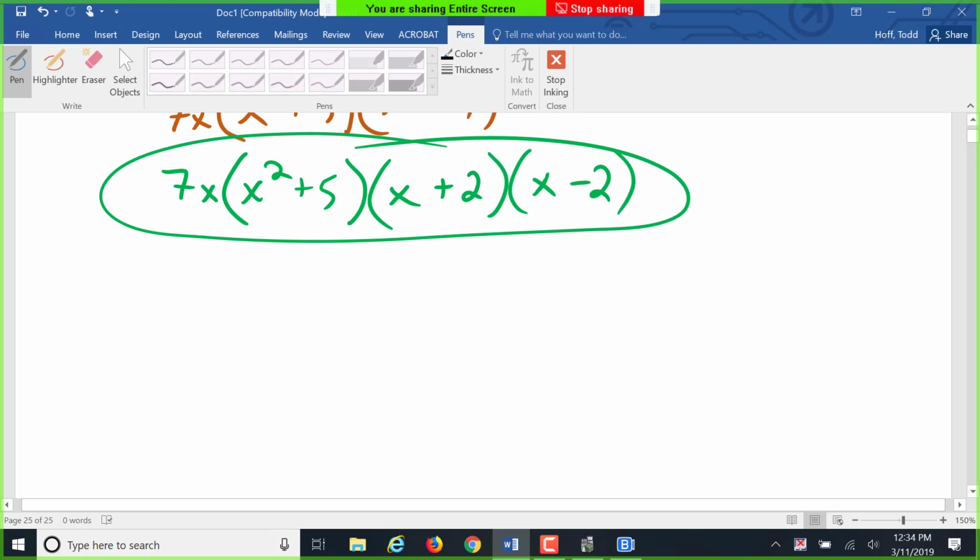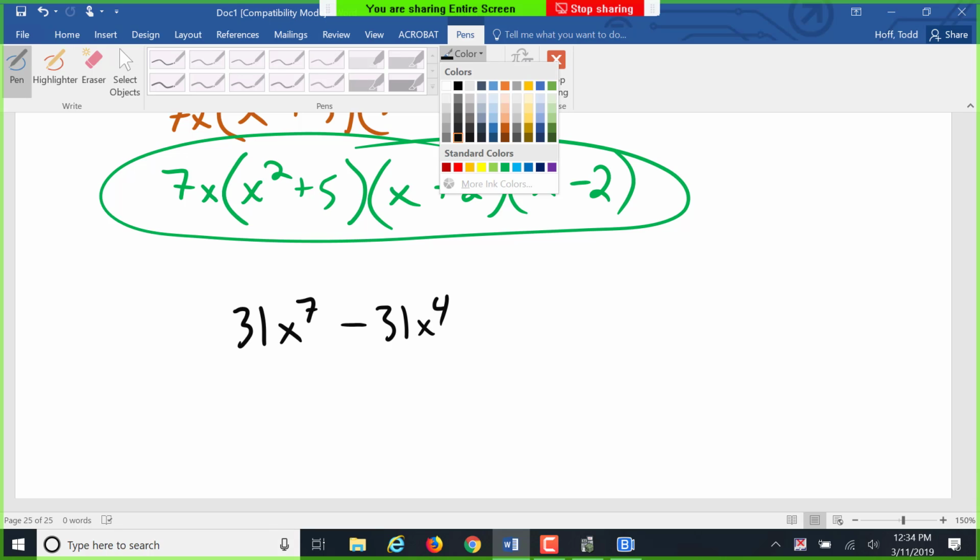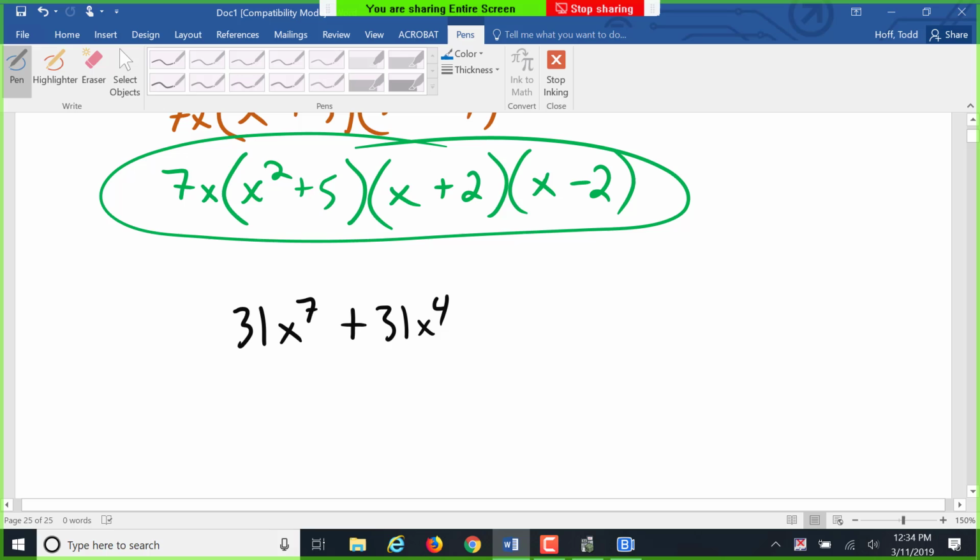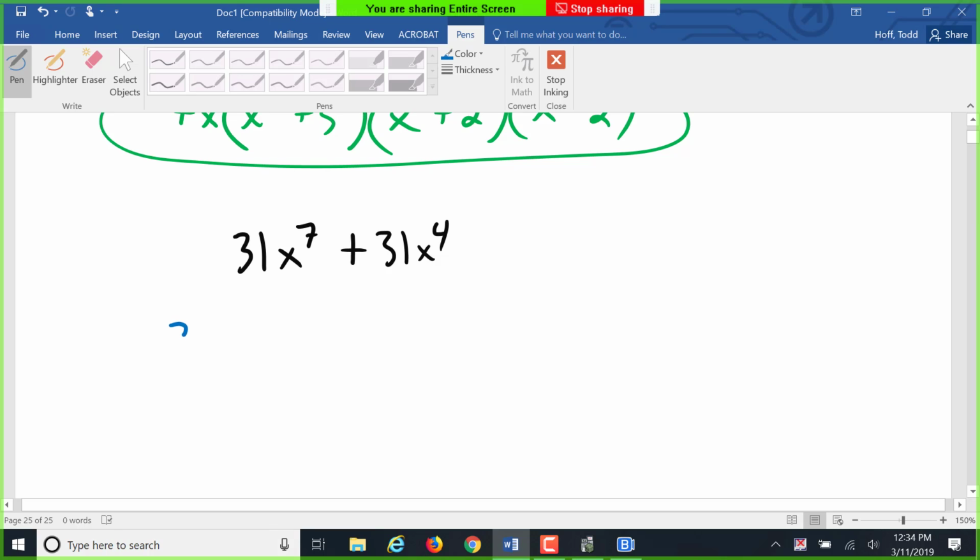Okay, so we might have something that looks like this. Actually, I'll put plus there. Tell me what to do with that. So we can take out a 31x to the fourth. Very good. What's left if we divide out that 31x to the fourth? X to the third plus 1. Very good.